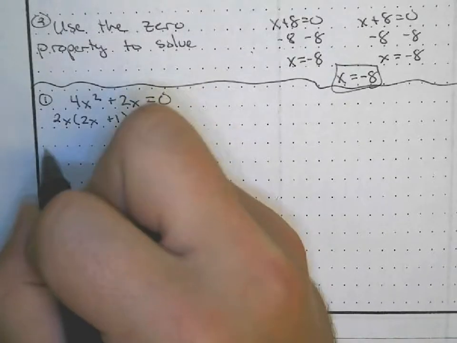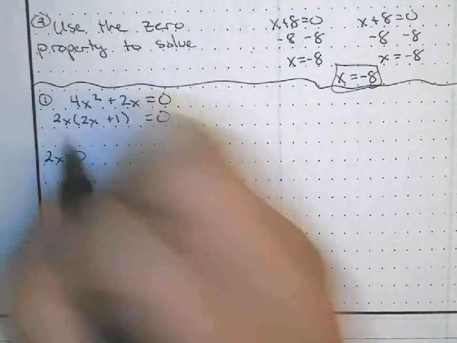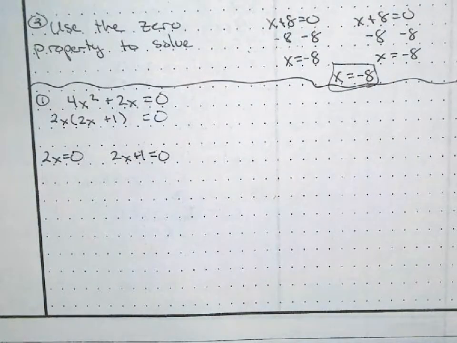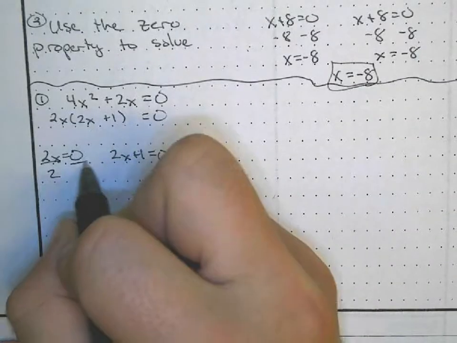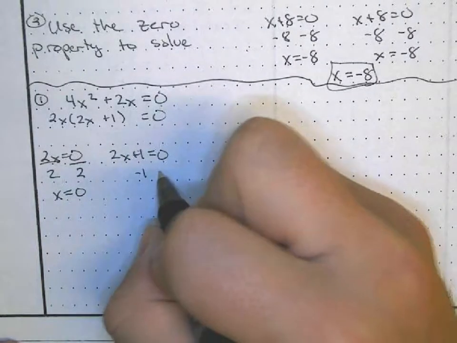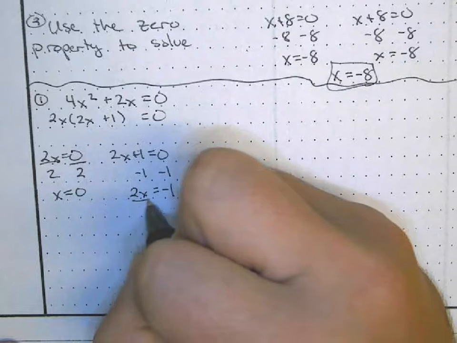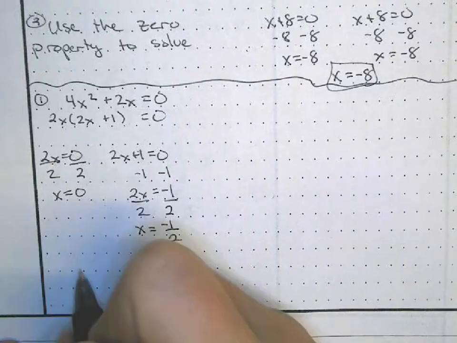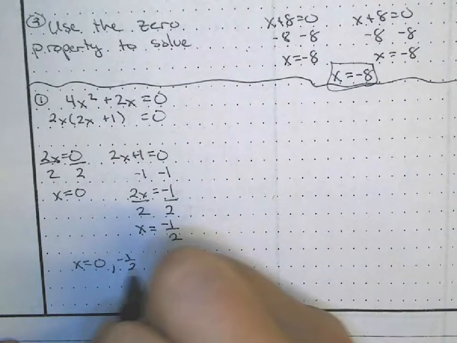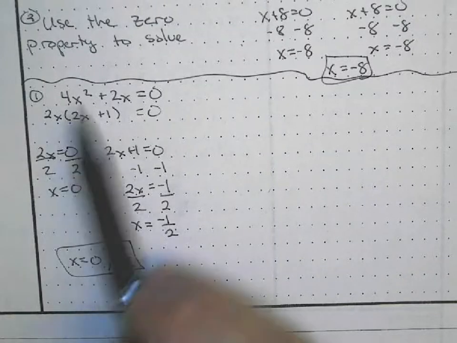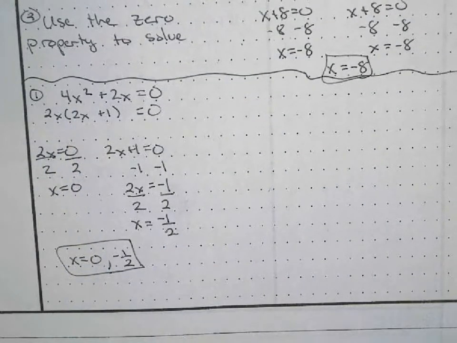Now I can use my 0 property where I take each piece and set it equal to 0. So I can say 2x equals 0, and I can say 2x plus 1 equals 0. Now we're just solving for x. On this side, I'll divide by 2, and I get x equals 0. And on this side, we'll subtract 1. So 2x equals negative 1. Divide by 2, and we get x equals negative 1 half. So I can say x equals 0 comma negative 1 half. And that's how we can solve when it's just a greatest common factor.